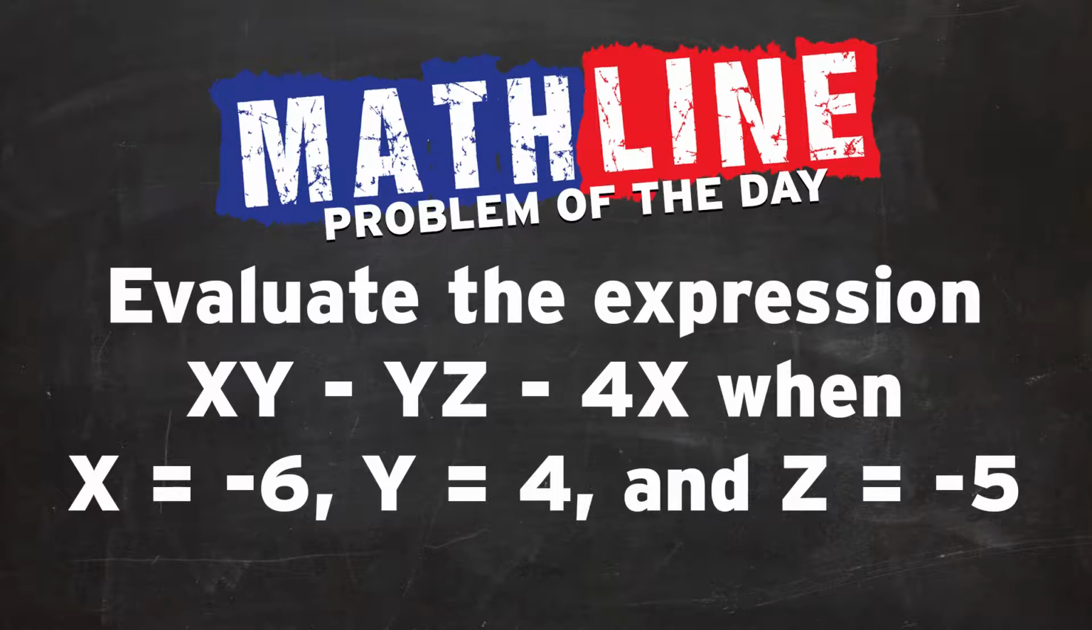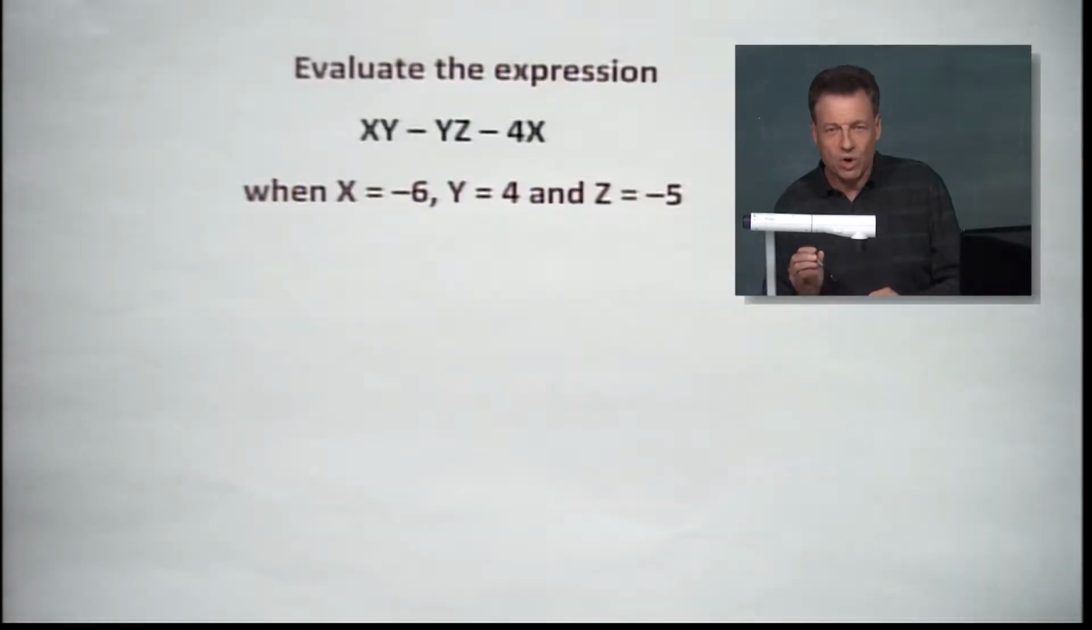How about we put some numbers in those variables? x is -6, y is 4, and z is -5. Oh my goodness, so many negatives and so many minuses up there. Should be a lot of fun to do this problem. So let's take a look and see how we're going to work through it.